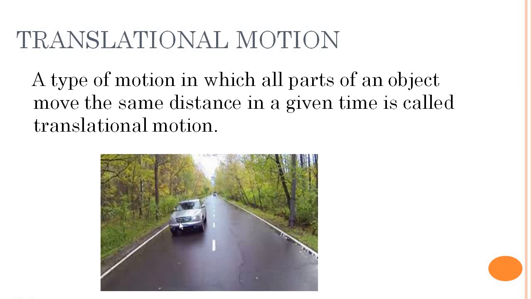Here this car is moving on the road. So each part of this car covers the same distance in a given time. That's why it is a translational motion. So what is translational motion? That type of motion in which all parts of an object move the same distance in a given interval of time is called translational motion. A bird flying in the sky is also a translational motion. Why? Because all parts of the bird's body cover the same distance in a given time. So it will be a translational motion.